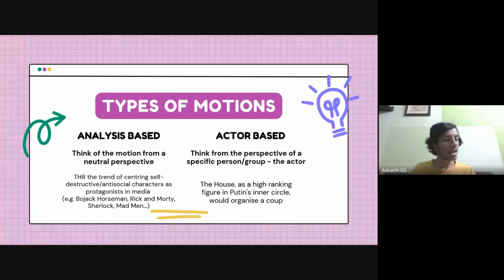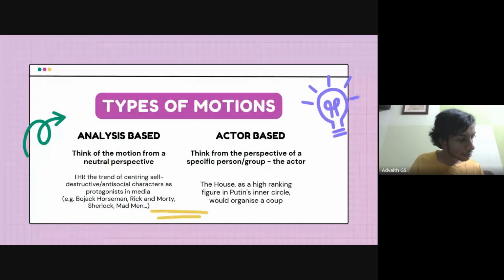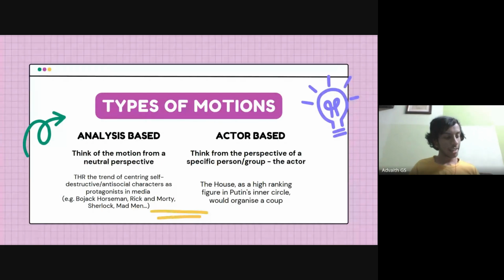Let's take another example. Okay, the house would ban homework, right? When you talk about banning homework in an analysis-based motion, say I am government, right? Okay, same opposition. I am speaking against banning homework. I would say that because homework is banned, children don't have anything to do once they go back home. No way for them to reflect on what they've studied. No way for them to reread or revise.